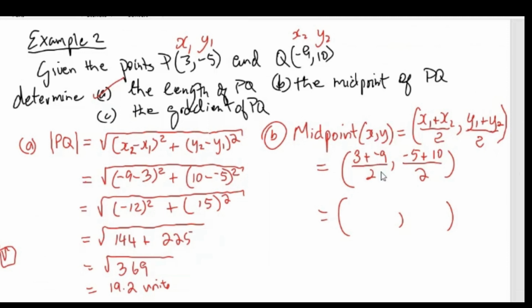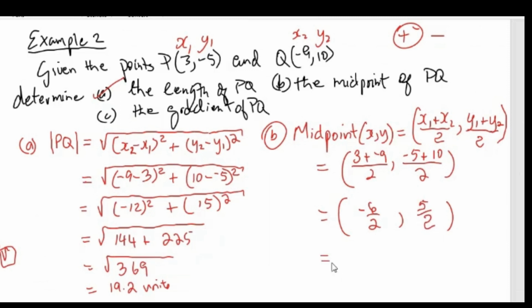What is 3 plus -9? Now 3 plus -9, when you add a negative, your answer is going to be a minus, right? So this is actually 3 minus 9, which is -6 over 2. For the Y's, you're adding two numbers with opposite signs. You subtract. You're going to get 5. And you have more positives than negatives, so it'd be +5 over 2, right?